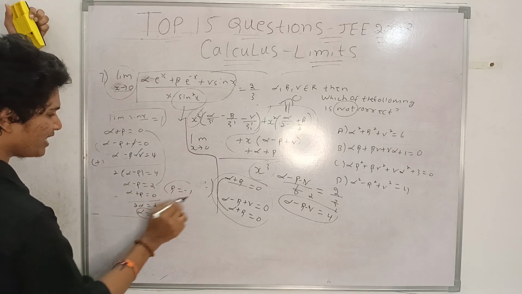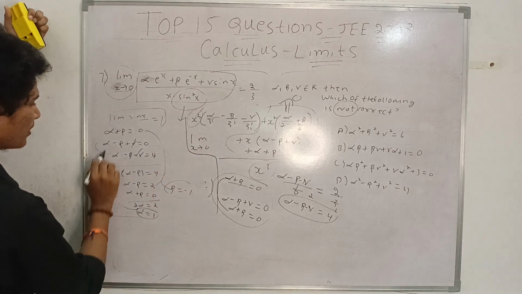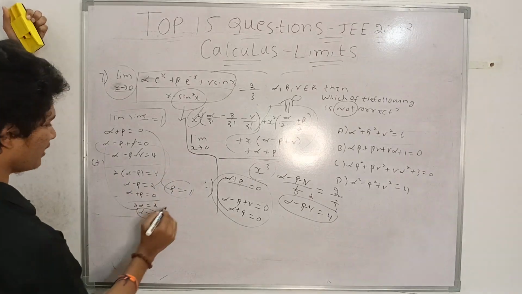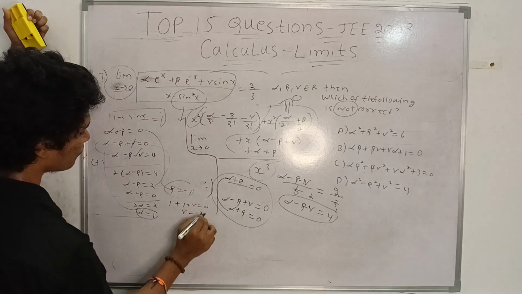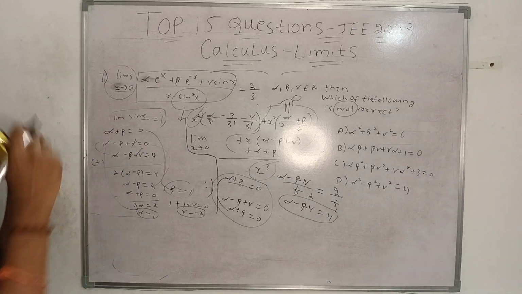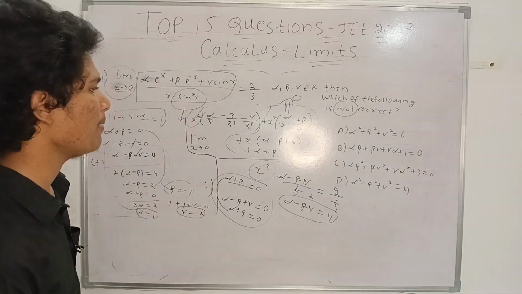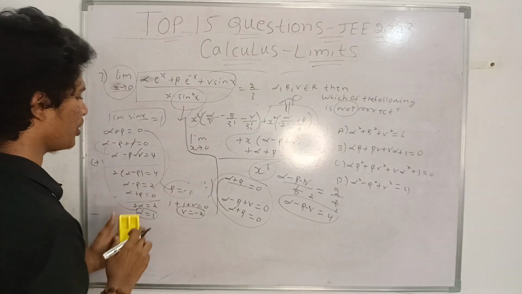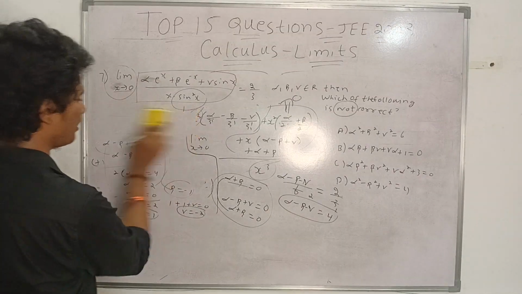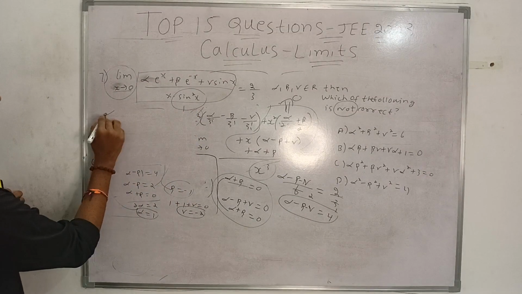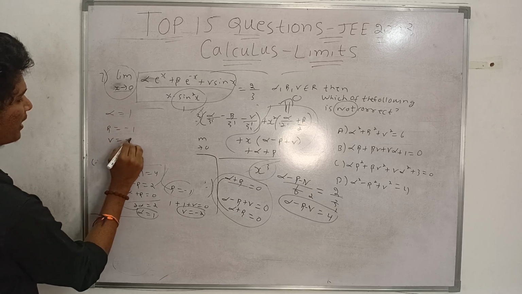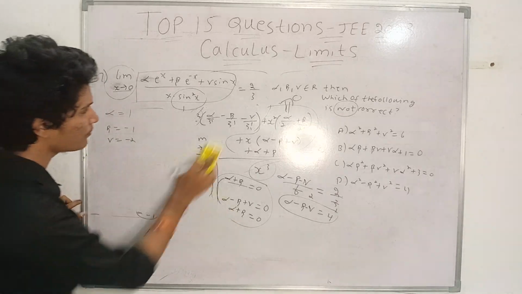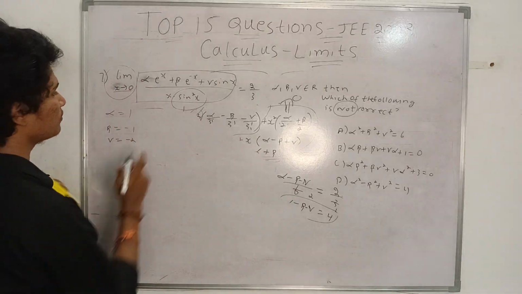By substituting these two things in this equation, what will you get? When alpha equal to 1 and beta equal to minus 1, gamma equal to minus 2. So by solving these equations, we got alpha, beta, gamma. Now it is time for verification. We got alpha equal to 1, beta equal to minus 1, gamma equal to minus 2. Now let's verify. First option.